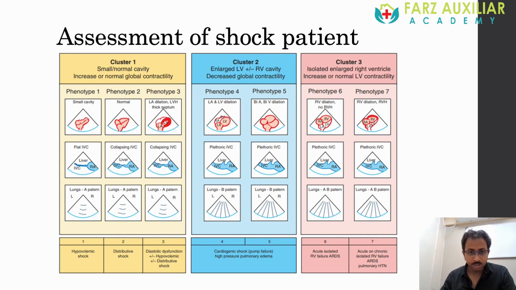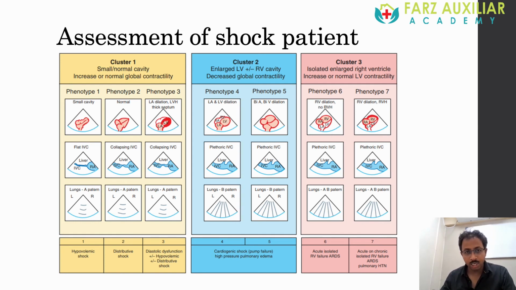The last, phenotype 3, when LA dilatation and LVH with a thick septum is there along with collapsing IVC and A pattern lung, this patient is having shock maybe because of diastolic dysfunction, hypovolemic, distributive shock. It can be a combined thing.